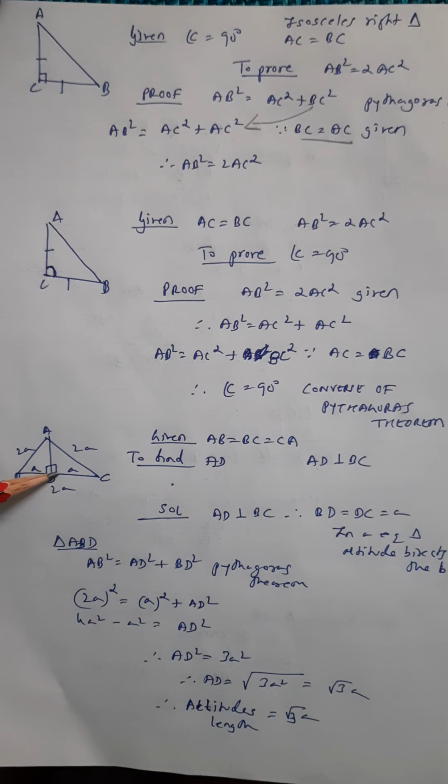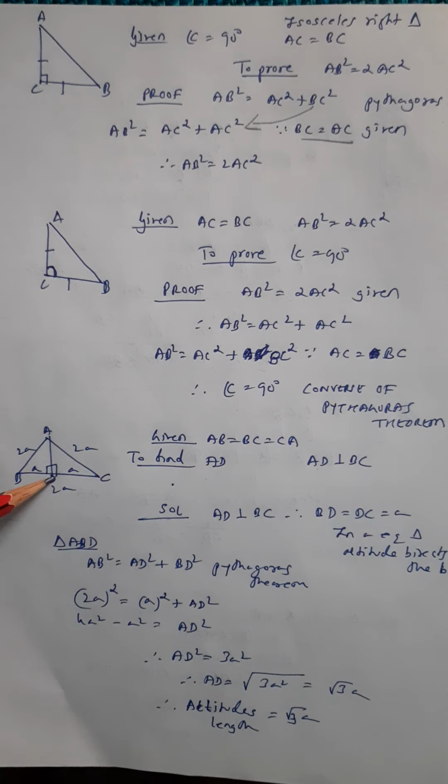Then question number 6. Here it's an equilateral triangle, and what we need to find is the length of this altitude given that each side is 2A. Now since it is an equilateral triangle, each side is 2A. So we know that the altitude bisects the base. So if this total is 2A, this is going to be A, right? This is A and A.